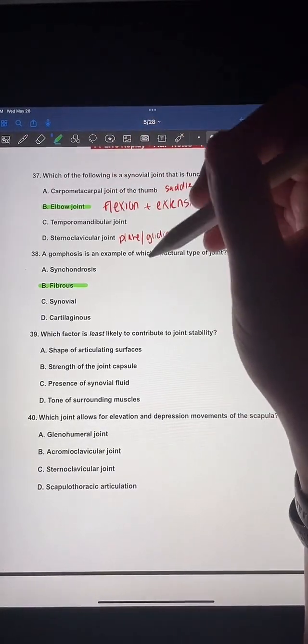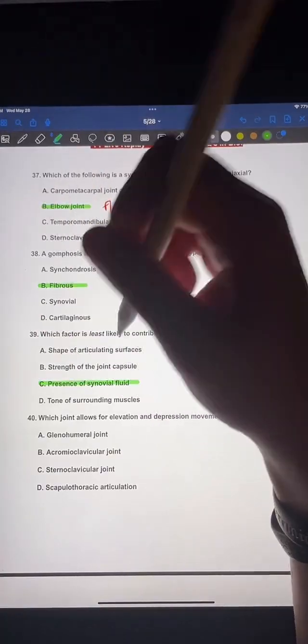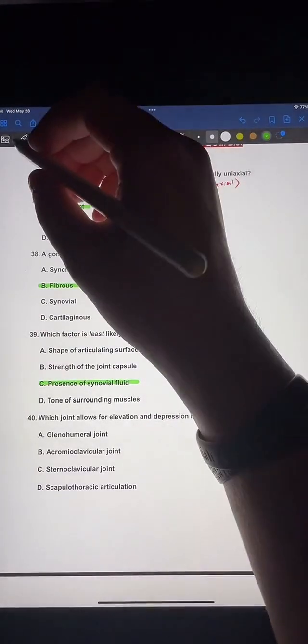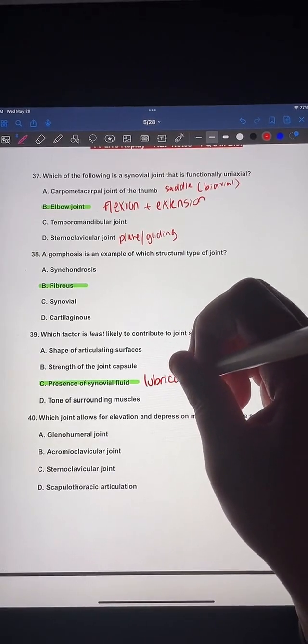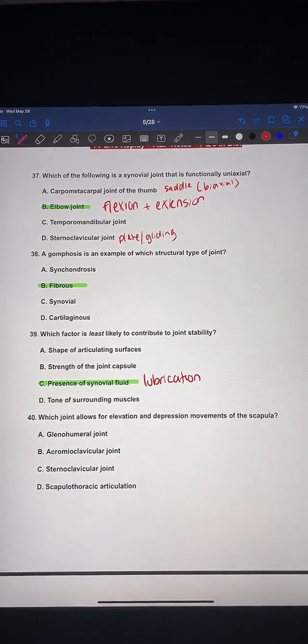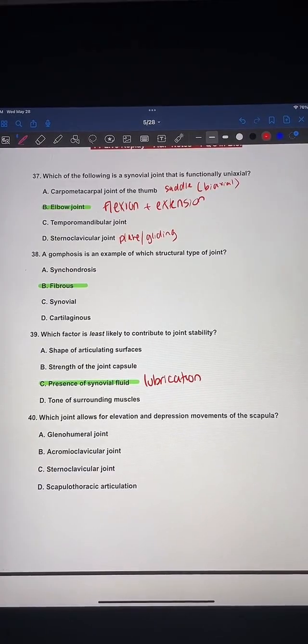So this is going to be answer choice C, the presence of synovial fluid. Synovial fluid is for lubrication. So we're lubricating the joint. In terms of its stability, we're stabilizing it. The shape, the strength, and the tone of surrounding muscles are what's going to stabilize. Synovial fluid, again, is for lubrication.